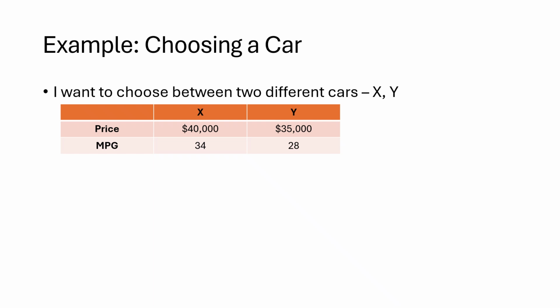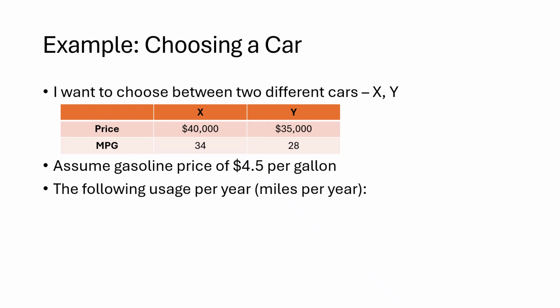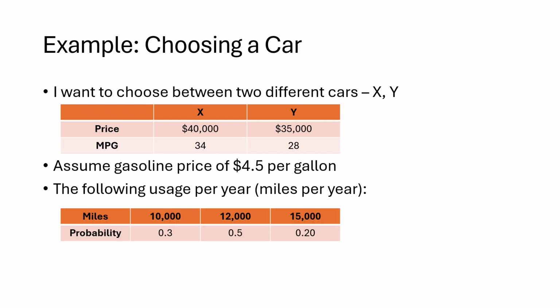It's got a lower miles per gallon as well. We're going to assume that the gasoline price is $4.50 per gallon, and that this is true for the time frame we're looking at, let's say just for the next year. The following is usage per year, miles per year. It's uncertain whether we're going to be driving this car for 10,000 miles in a given year, or 12,000 miles, or 15,000 miles. And the associated probabilities are listed there, 30%, 50%, and 20% respectively.